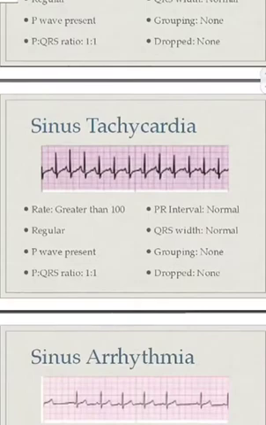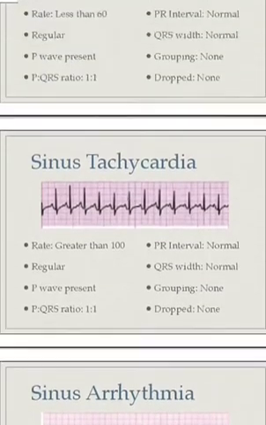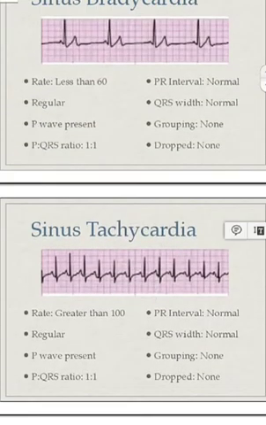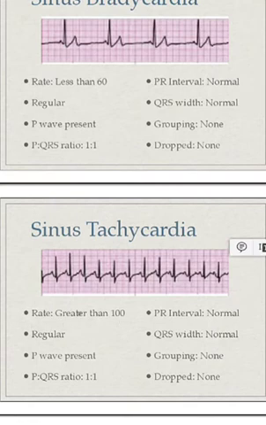Here we go. This is sinus tachycardia. Compare it with sinus bradycardia. 1 large box and 2 large boxes. If we calculate the rate, it comes out to be 150, so the rate is greater than 100. It is regular. See, all have approximately the same distance. A P wave is present in every one of them. The P to QRS ratio is 1. The PR interval is normal. The QRS width is normal. There is no grouping or dropped beat.